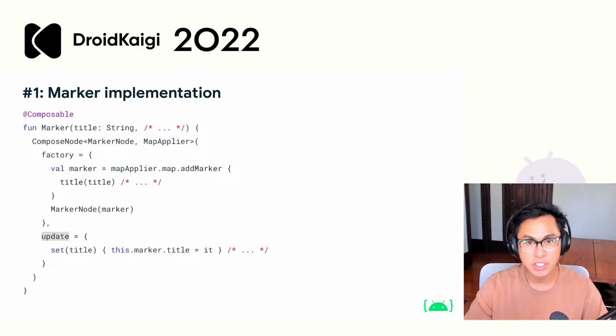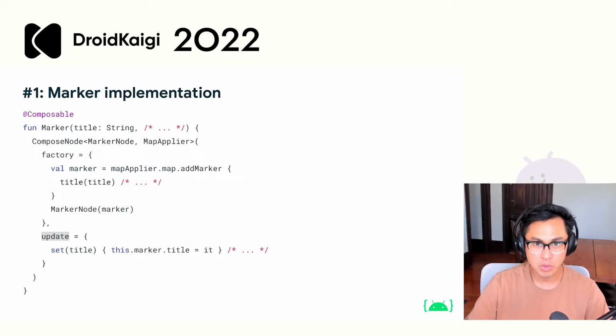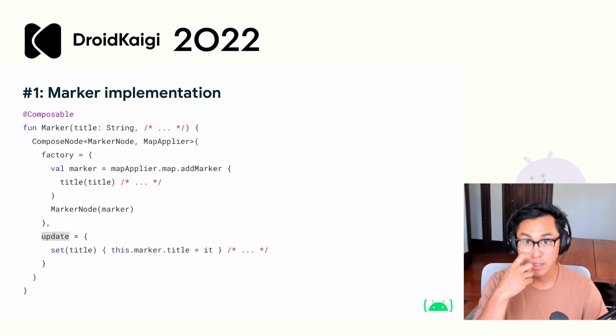Apart from factory, it also accepts an update lambda. This will be invoked when the marker composable function recomposes. So if, for example, the title of the marker changes, we can run specific code to ensure the underlying marker's title changes as well. I'm only showing an example of title here, but this overall pattern applies to other properties as well.